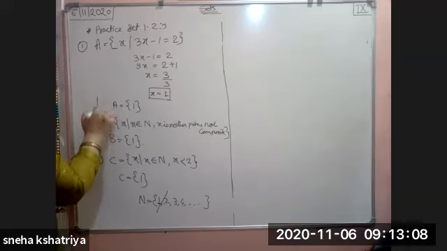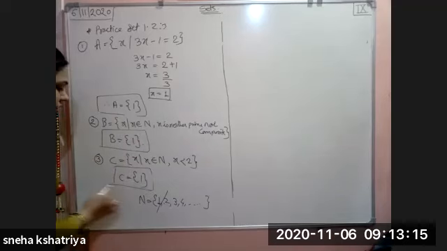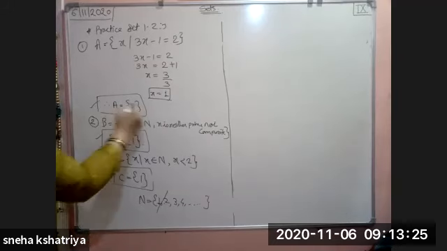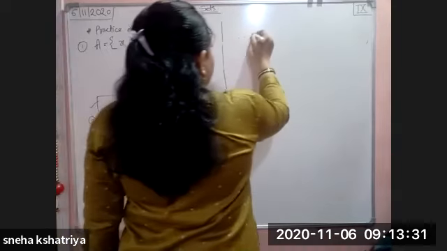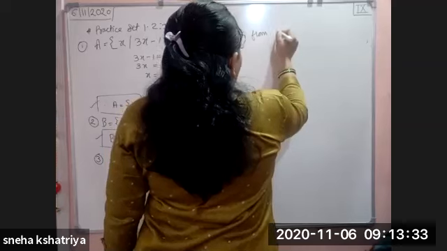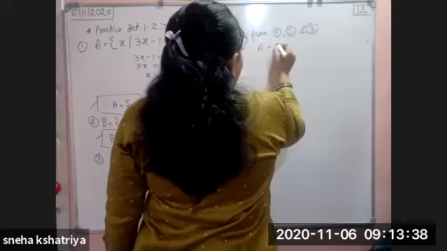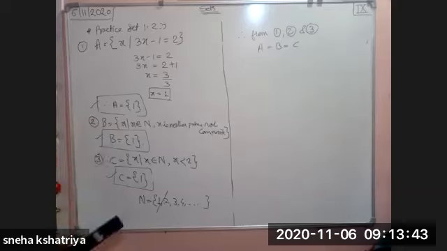Now compare these. A is equal to the singleton set {1}. B is equal to the singleton set {1}. C is equal to the singleton set {1}. So all the sets have only one element, and the same element. If the elements are the same, then we can say that the sets are equal. Therefore, from 1, 2 and 3, set A is equal to set B is equal to set C.